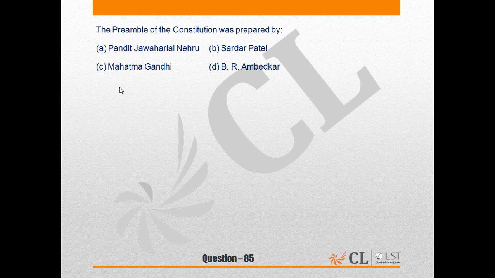Then going ahead to question number 85, the last question for the legal knowledge part, that is, the preamble of the constitution was prepared by whom? Again the maximum number of students have marked D, that is B.R. Ambedkar, as the option, but this question is referring to the preamble of the constitution, and that was prepared by Pandit Jawaharlal Nehru. Therefore option A is the correct answer.